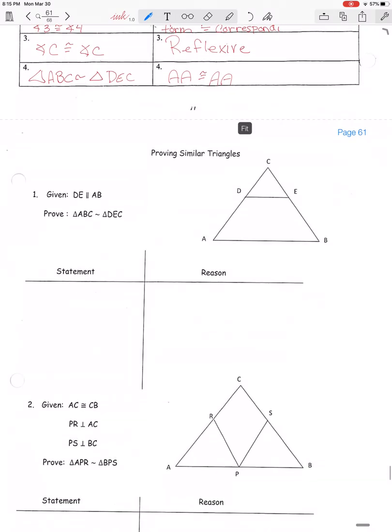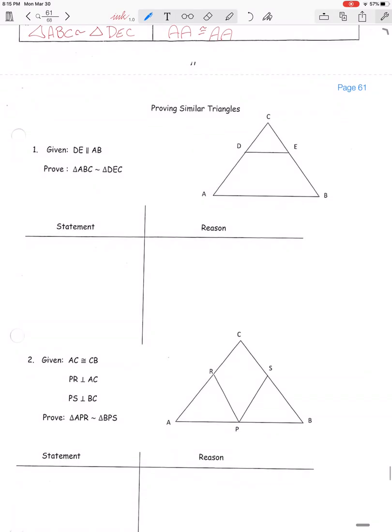All right, so what I want you to do right now is pause this video and give number 1 a shot and see if you can do it. So go ahead, hit pause. I want you to try number 1. When you hit play, we'll go through it.